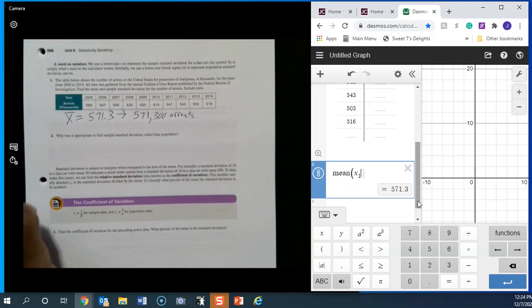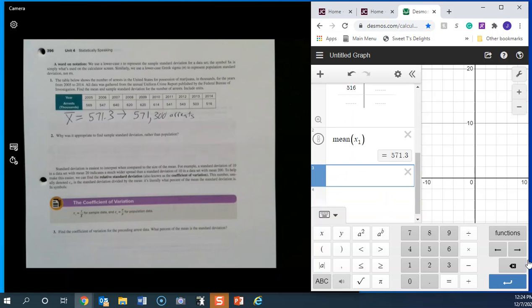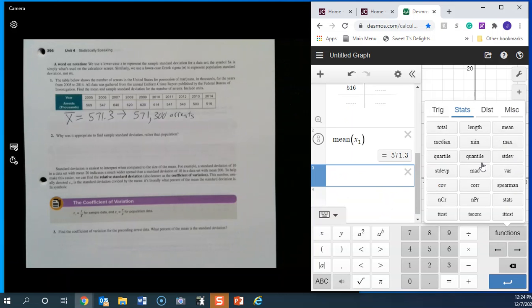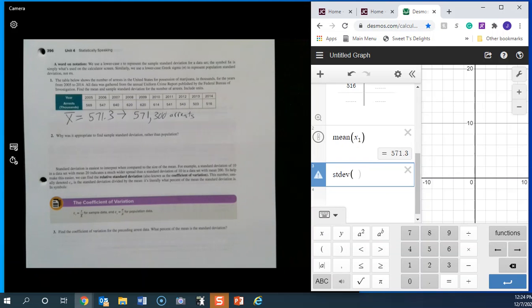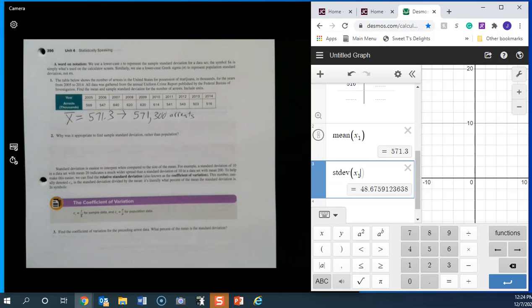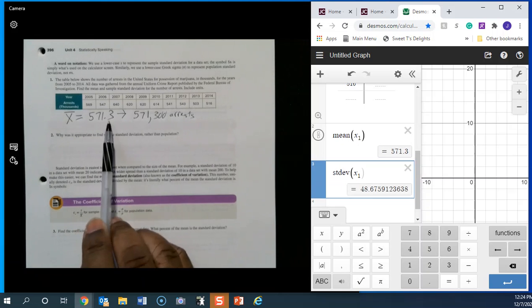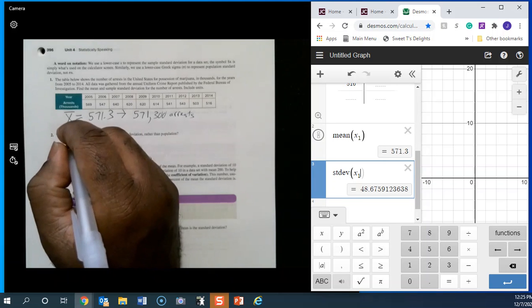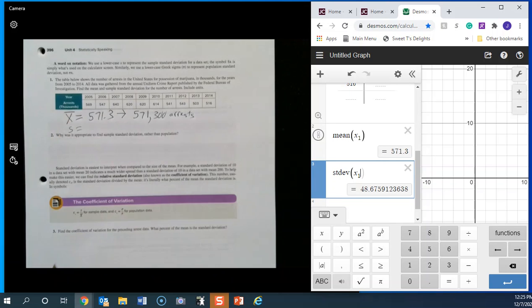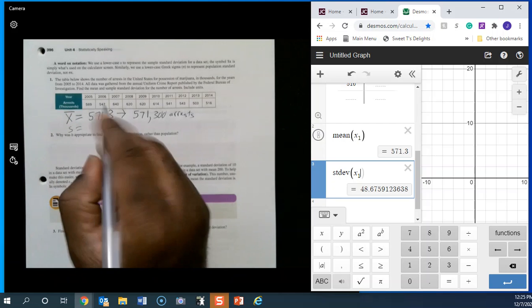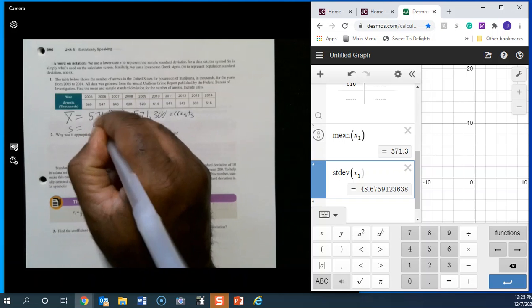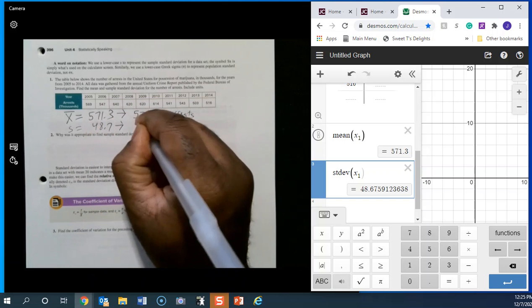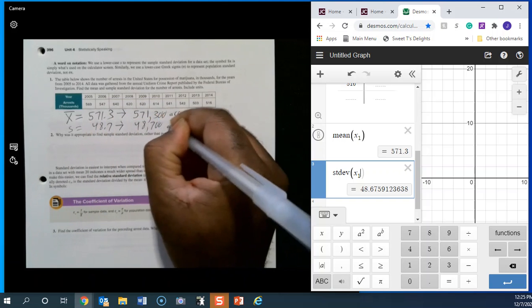Now we want the sample standard deviation. So we'll go here, go to functions, and what you see here is the standard deviation. We will hit here and then hit X1. Since this is 1 decimal place, we can round that to 1 decimal place. Well, we could use s since we're writing this out. It'll be 48.7, which is 48,700 arrests.